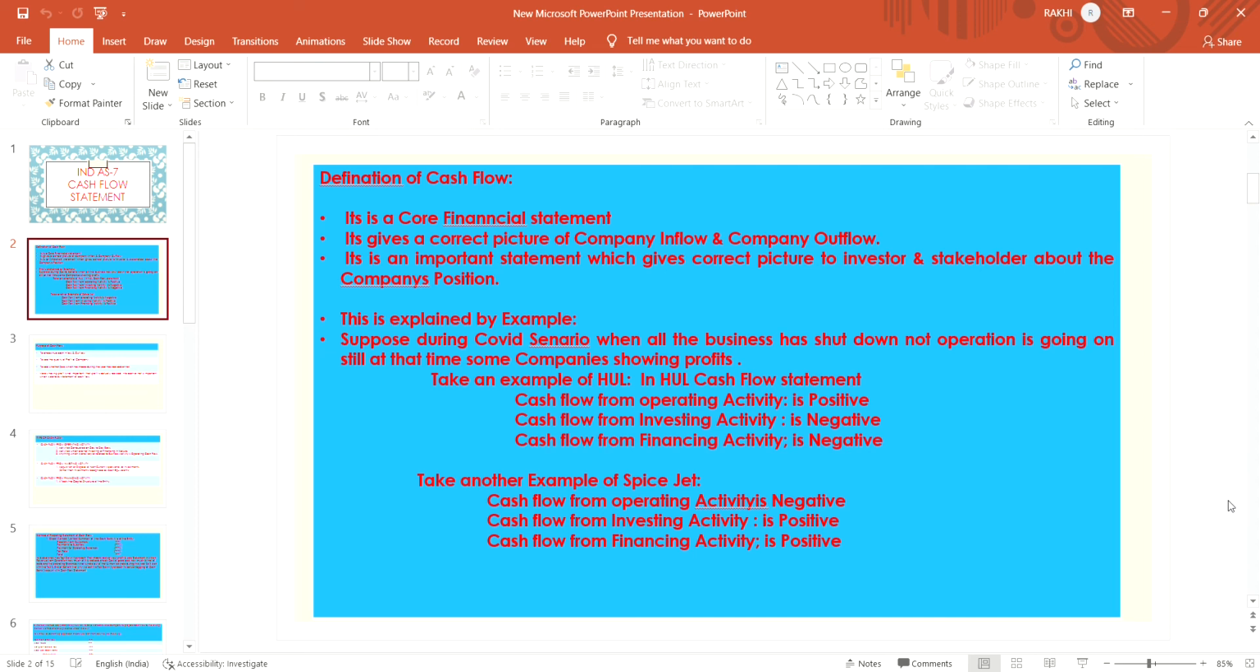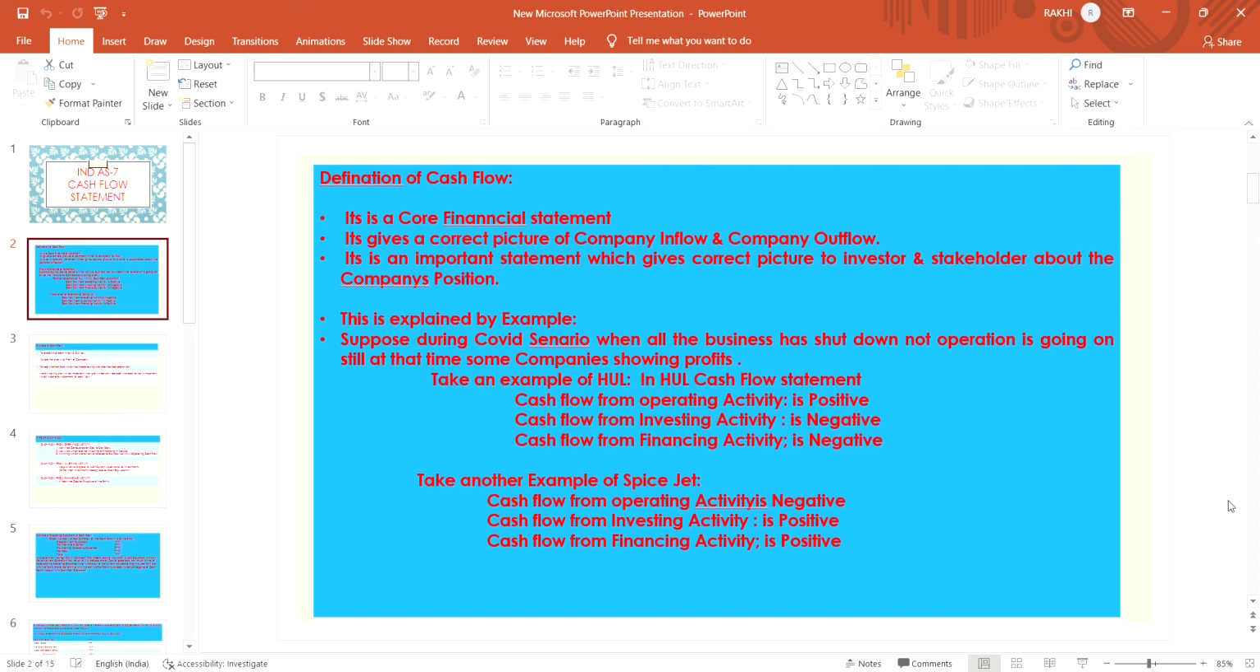But SpiceJet's operating activity is negative. How is its profit positive? How is its profit showing such a good figure? If the investor only looks at the P&L, they will not be able to decide the actual profit and the actual position of the company. The profit is also earned by selling assets, not by operating activities.